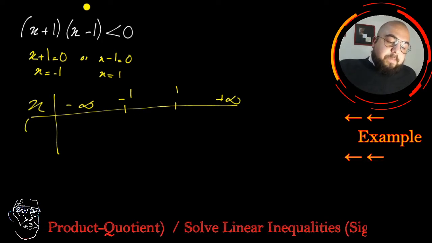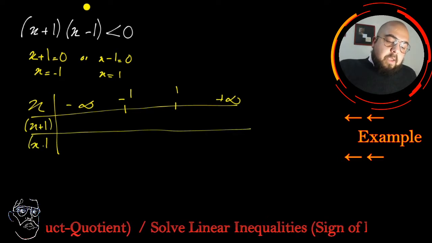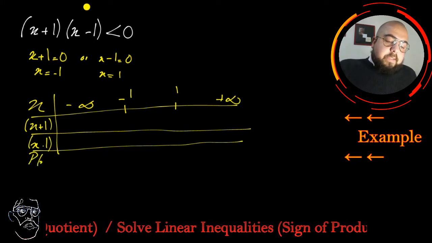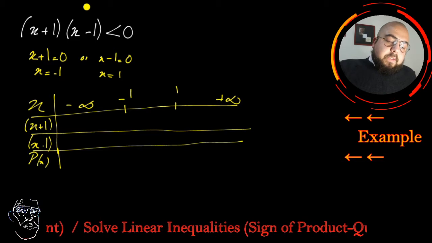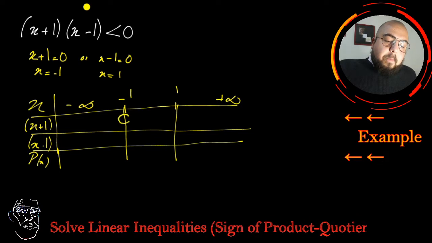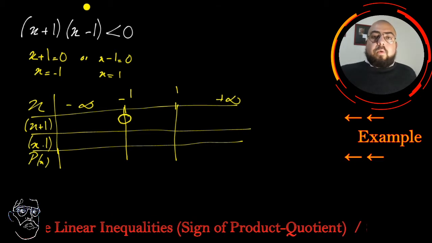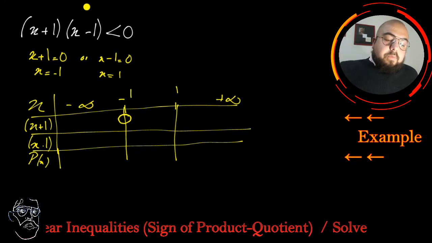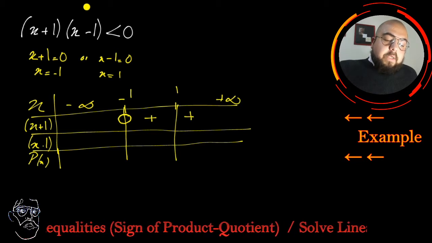Your first factor is x plus 1. Your second factor is x minus 1. And finally, you will have the product. Of course, you can write it down as p of x, or simply write it down x plus 1 times x minus 1. The first factor will be 0 for x equal to minus 1. When x is equal to minus 1, your factor x plus 1 will be 0. What about on the right side of this 0? It will be positive, and on the left side it will be negative.